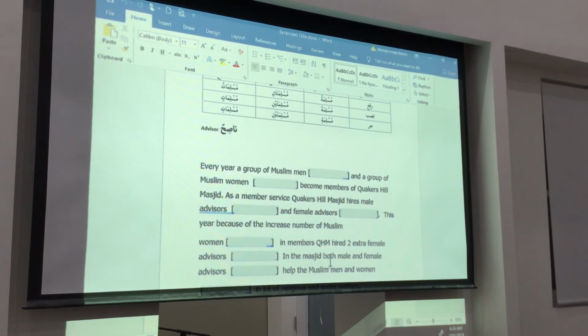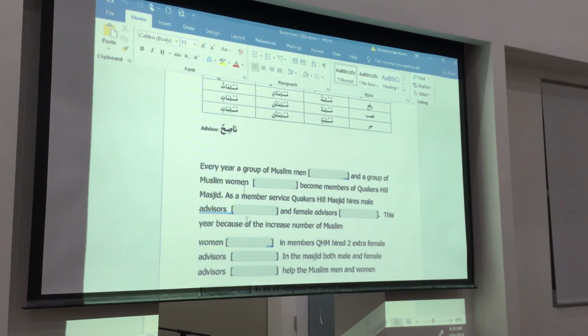So here, for both male and female advisors, we should refer to the masculine word, not the feminine word, because we said a few times that in Arabic, if you're talking about a group where male and female are included, you refer to them with the masculine word. If only feminine, then you talk about feminine. So the masjid, both male and female, they help the Muslims. So what will be their status here?